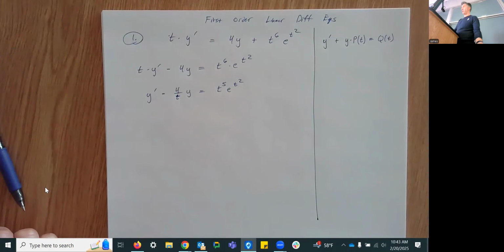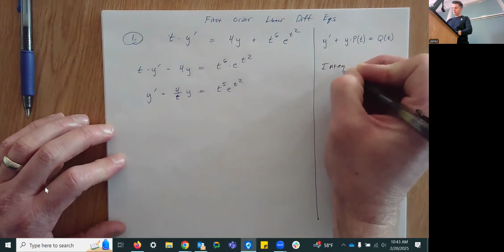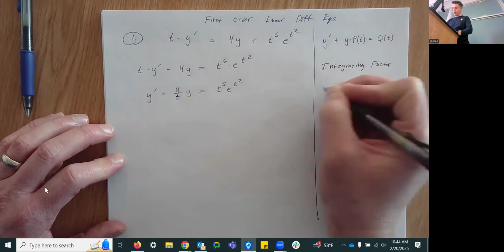Now we're going to find our integrating factor, which is called mu of t.